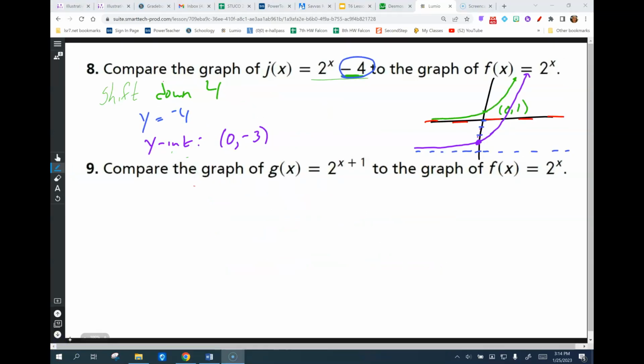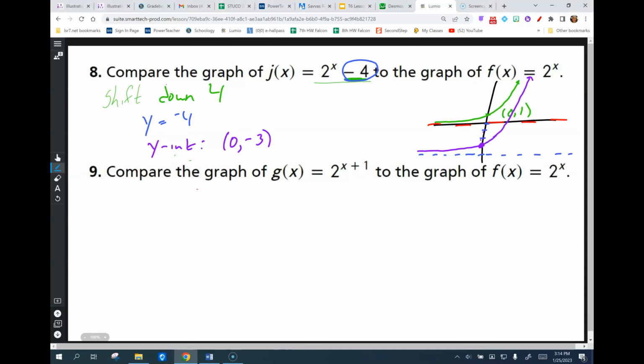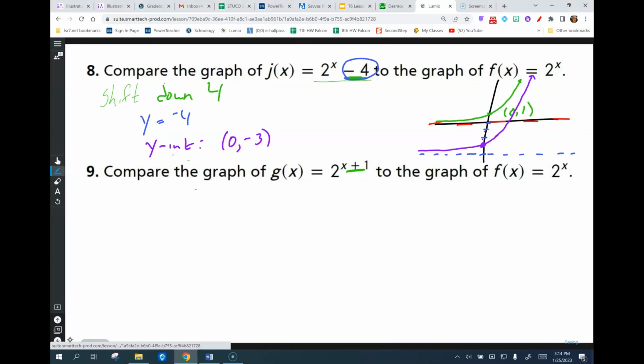So let's jump to number 9. Again, this is a horizontal shift because it's up in the exponent. We have a plus. We know it's in a horizontal, so it's going to go the opposite direction. So this is going to shift left 1. Because it's a horizontal shift, my asymptote does not change.